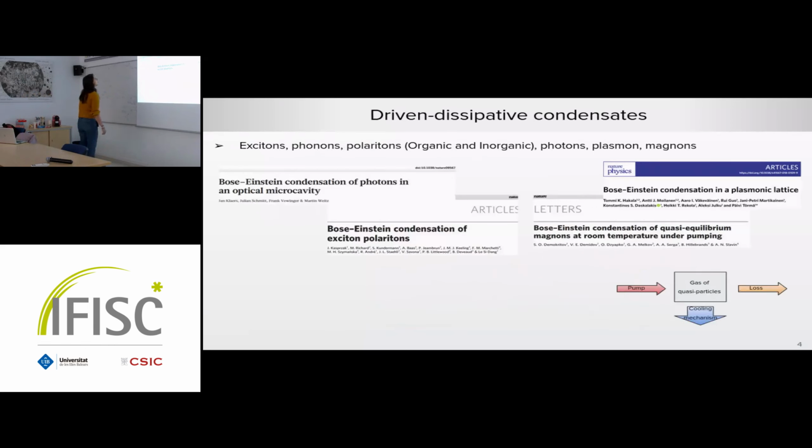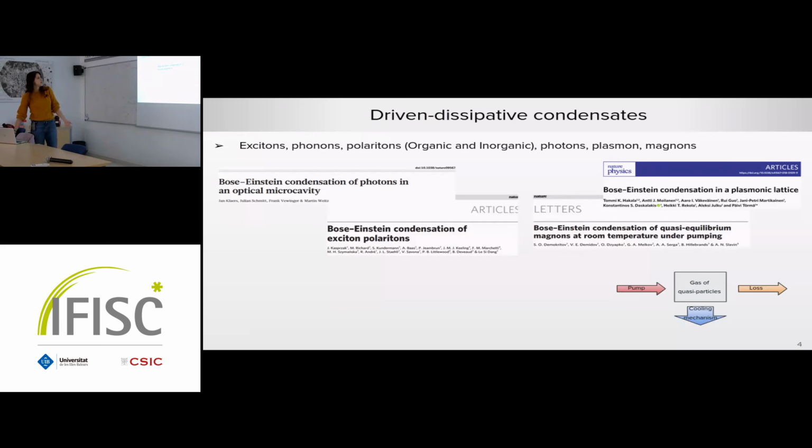Then I put here some examples of systems in which we have driven dissipative condensates, which are excitons, phonons, polaritons, photons, plasmons, and magnons. These papers are just some references of examples of when these were obtained experimentally. The idea of the non-equilibrium condensate is pretty similar to the equilibrium one. So you have a gas of particles and you have some cooling mechanism, but now we also have some losses. And because we have losses, we need some pump to overcome this.